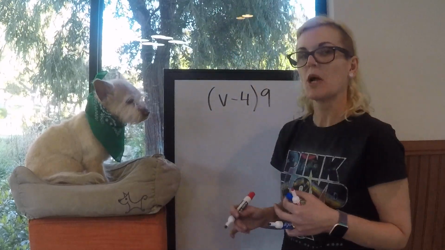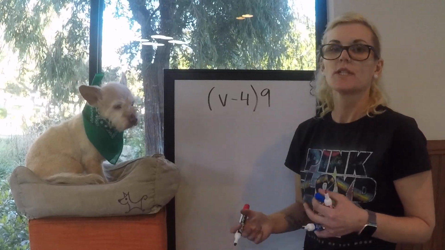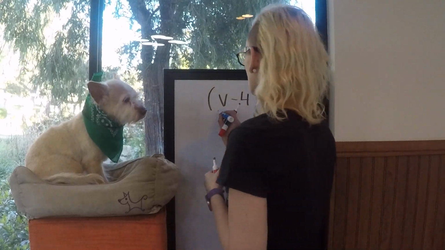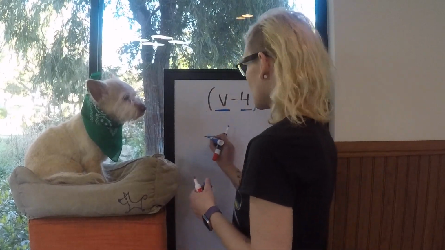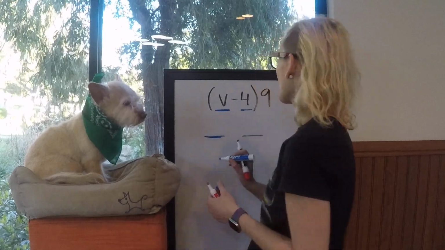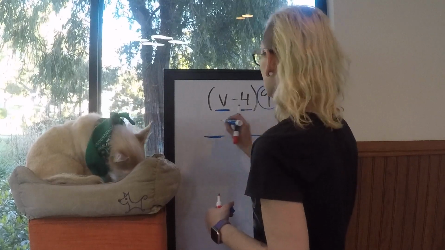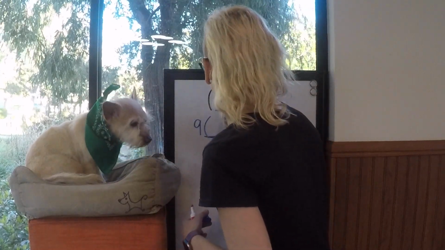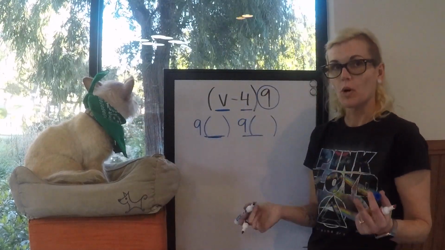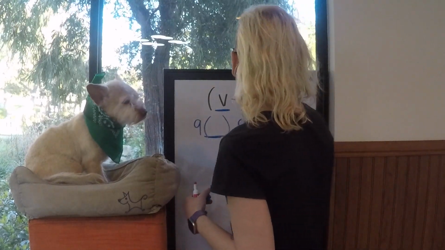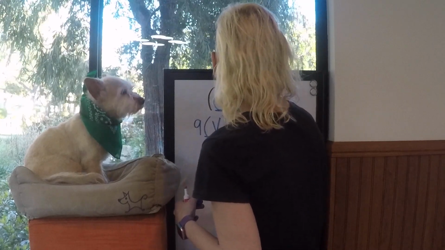Okay, so the distributive property doesn't always have to be positive. Your number doesn't always have to be to the left. So again, using this technique, however many terms are on the inside, that's how many terms are going to come out. Okay, the number that's being distributed is the number that's touching the parentheses. That's the 9. So I'm going to set up my problem. 9 times my 2 terms. What are the 2 terms? They're the ones on the inside. So I have a positive v, and I have a negative 4.